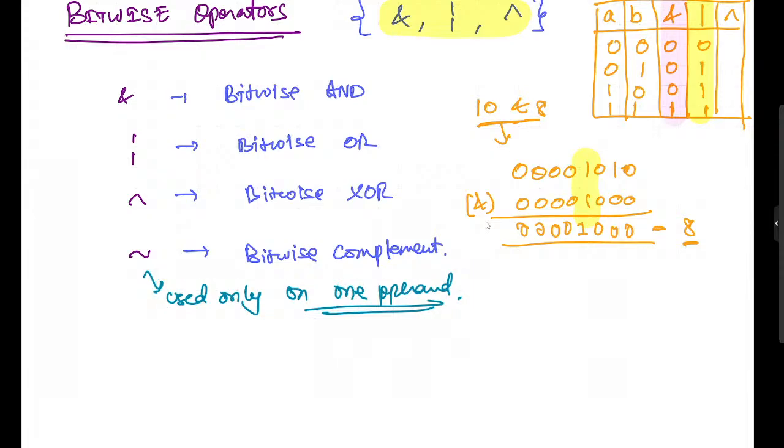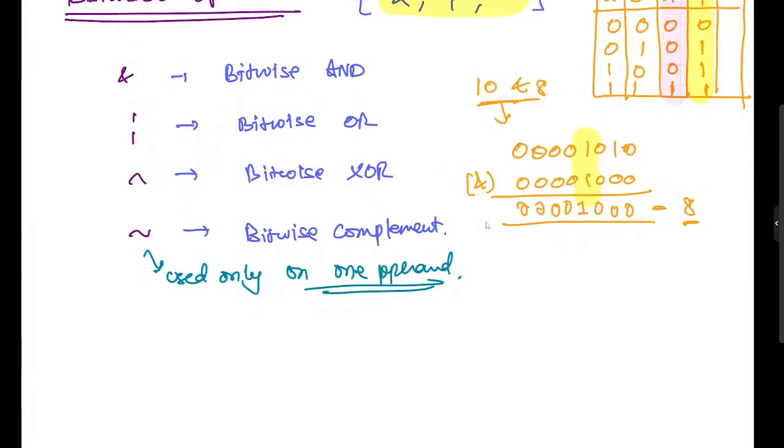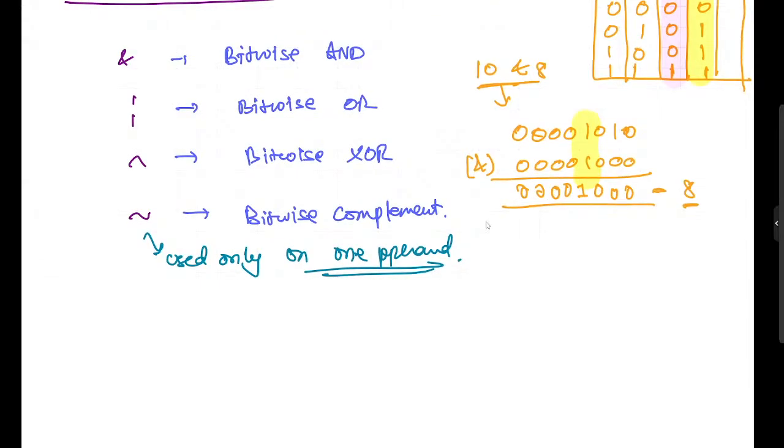Right, okay, so let's continue. So this is AND, right? OR is again very simple. What you generally do is, if I have 10 or 15, something like this. 10 in binary is 0 0 0 0 1 0 1 0, and 15 in binary is 0 0 0 0 1 1 1 1, right?